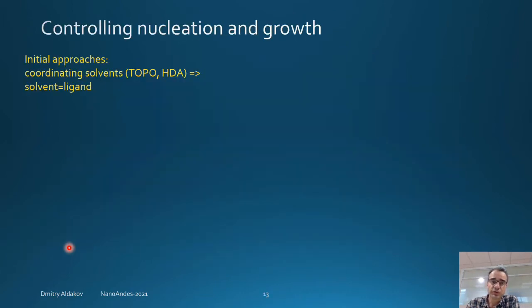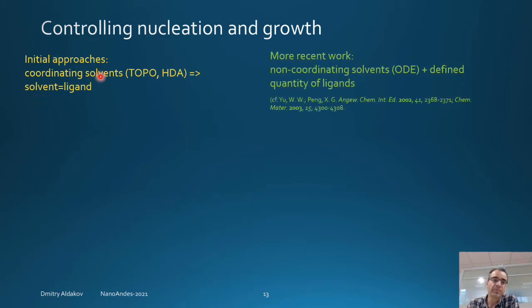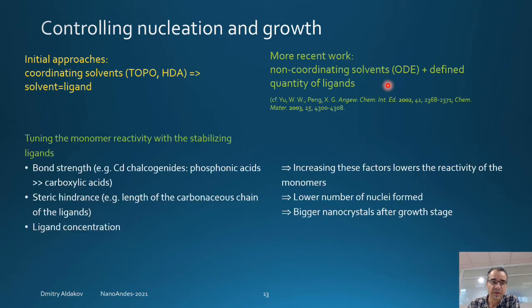How can we control the nucleation and growth using chemicals? Well, initially people used just coordinating solvents where the solvent was a ligand, like TOPO or HDA. It's practical because you have just one precursor, but the problem is that you cannot control the relative amount, the concentration of ligand. That's why more recently we use non-coordinating solvents like octadecene and a very precisely defined quantity of ligands, so in two separate solutions.